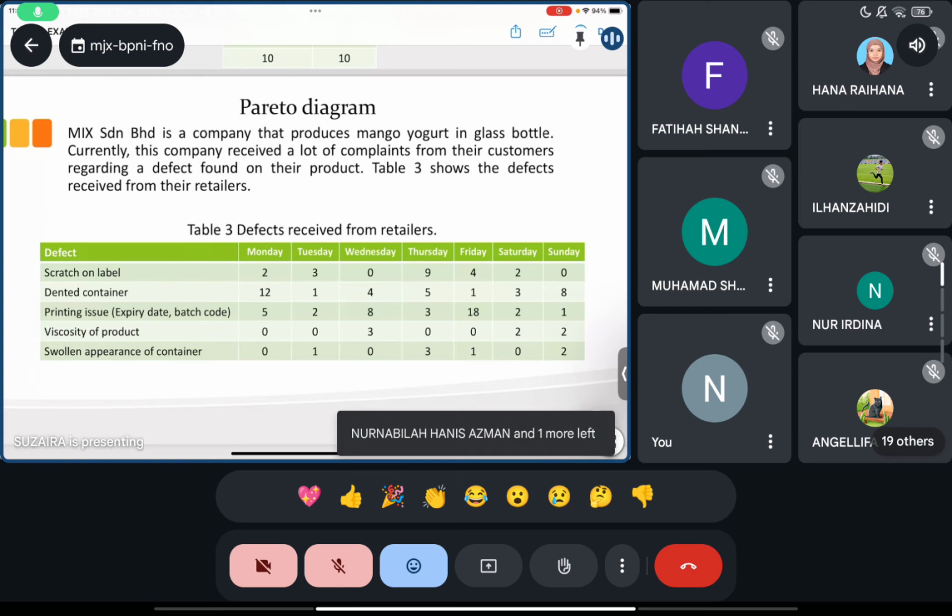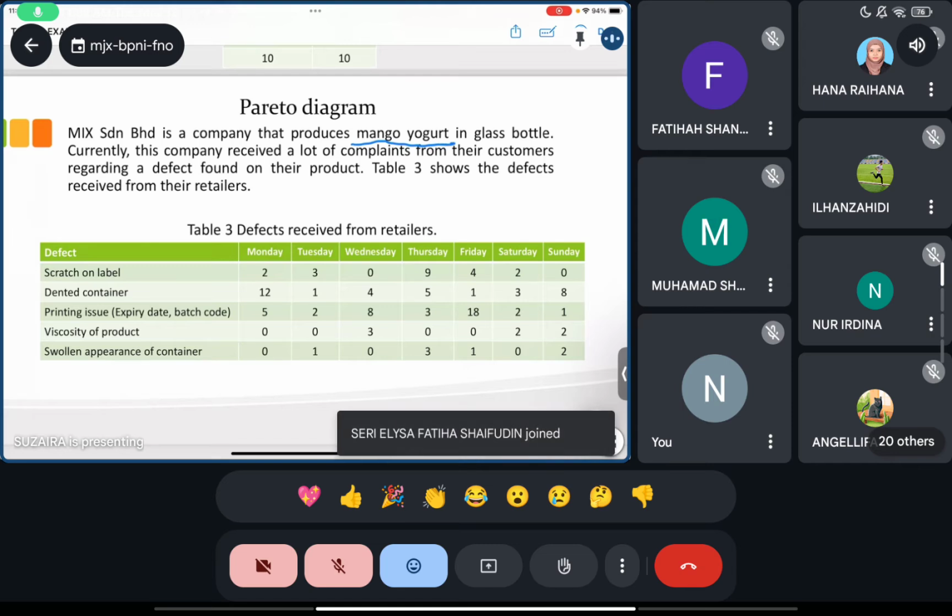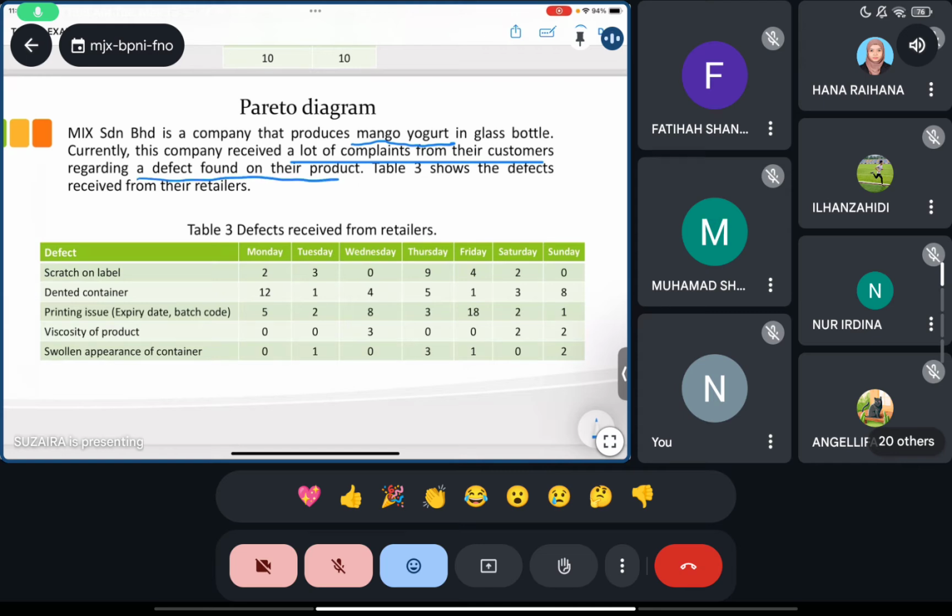So if we look at this kind of question, what we need to do first is okay, Big Sundry Berhad is a company that produces mango yogurt. So this is the product in a glass bottle. All right, so this is the packaging. Currently, this company receives a lot of complaints from their customers regarding a defect found on their products. So whether it's in terms of the package, we have two. One is the packaging and the other one is the product.